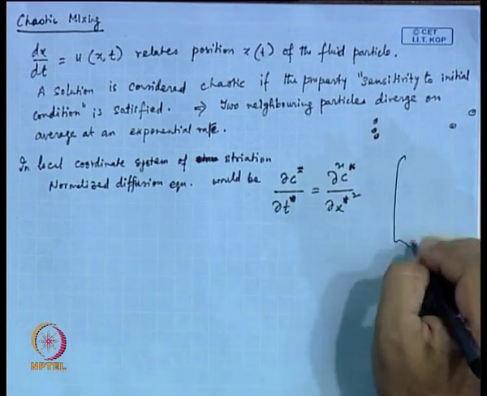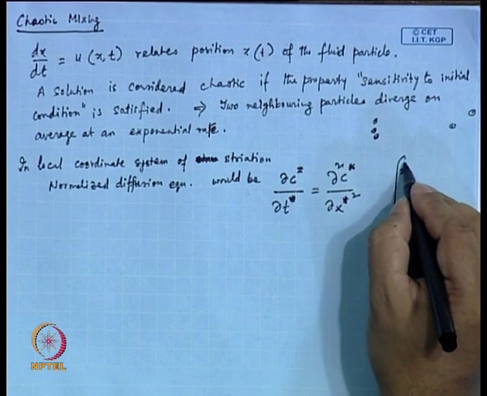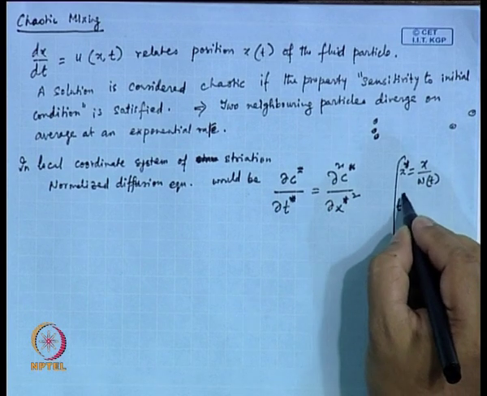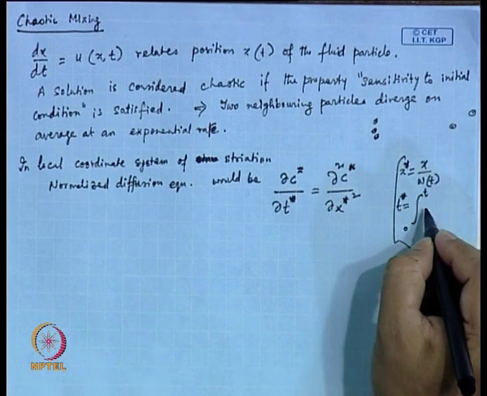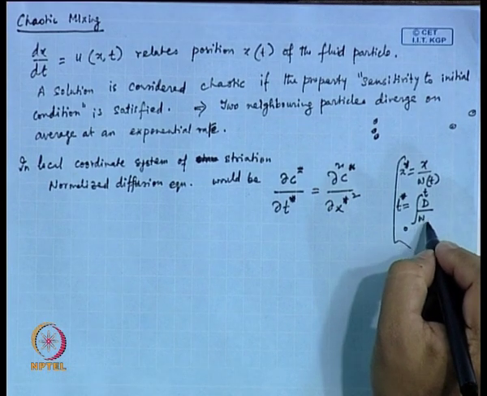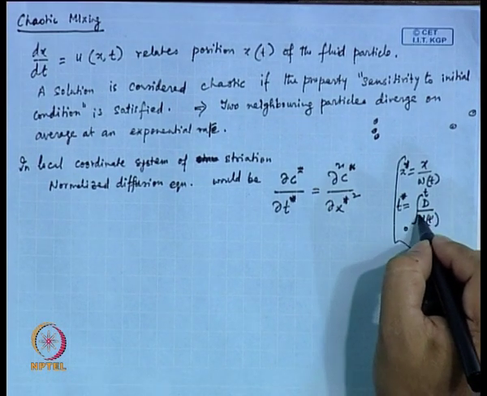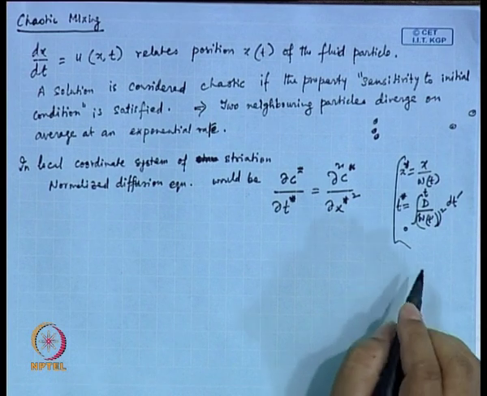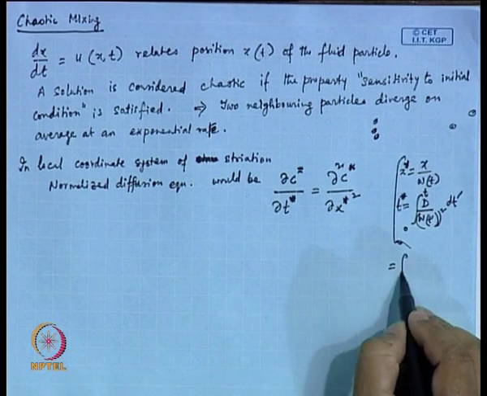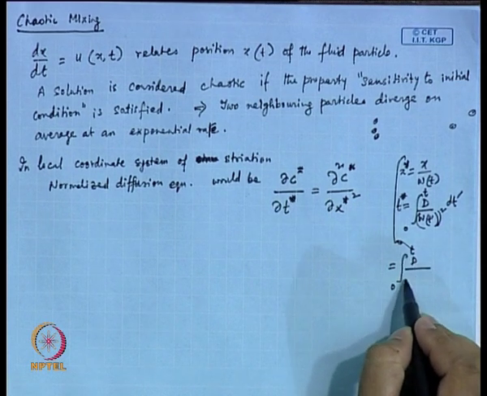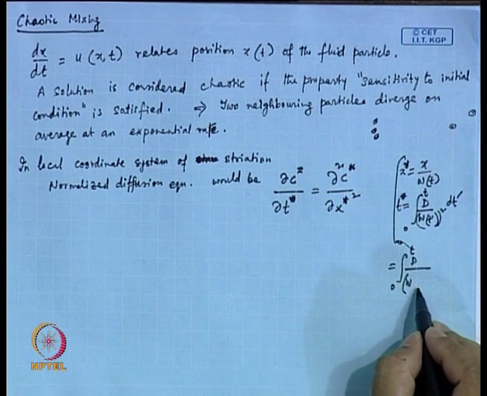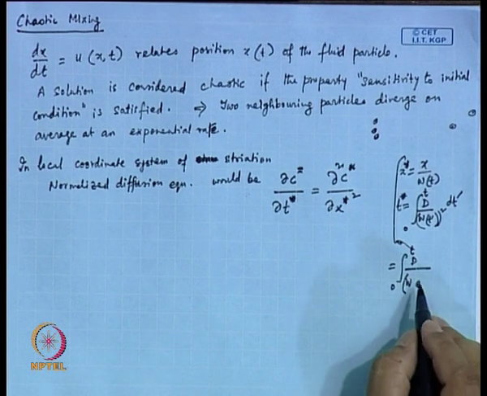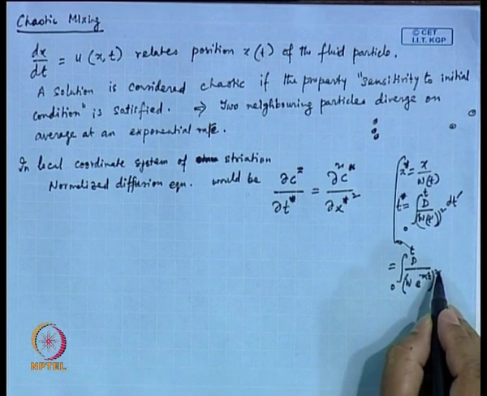So, X star here is X divided by W(T), and T star here is equal to the integration from 0 to T of D divided by W(T prime) whole square dt prime. And this W(T prime), you will be writing it as the integration from 0 to T of D divided by (W e to the power minus alpha t prime) whole square dt prime.